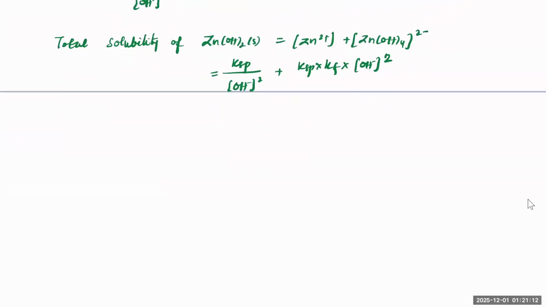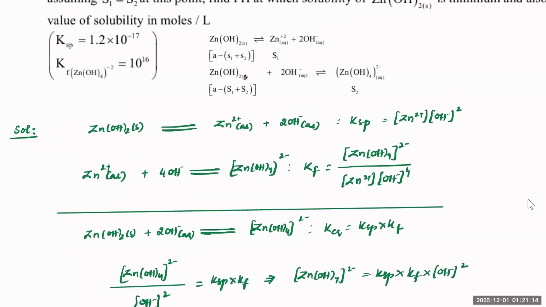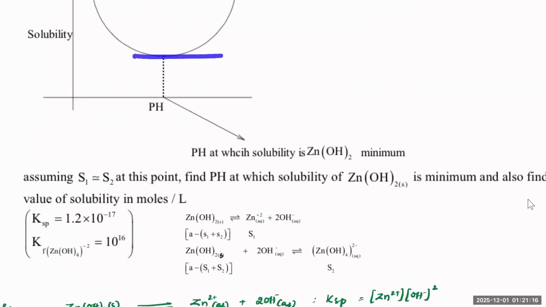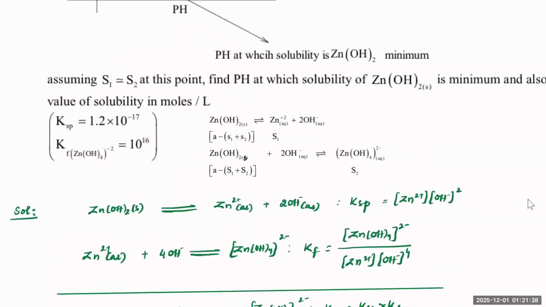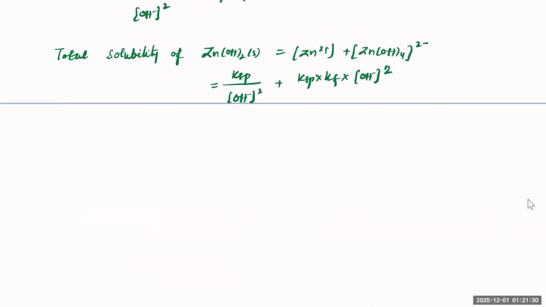All right. And now the question asked is, you are getting a minimum here, right? The solubility is changing with respect to pH, but it reaches a minimum value at this particular pH value. So I can say that dS, the change in solubility, with respect to change in OH minus concentration, or with respect to change in H plus concentration, is equal to 0 at the minimum.